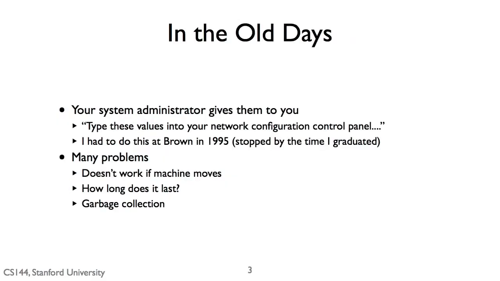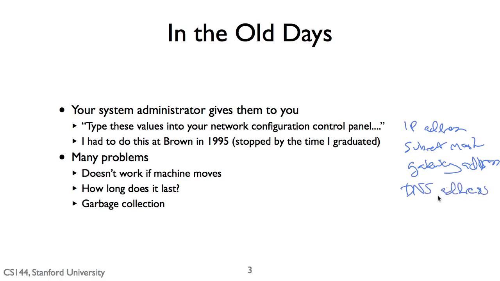So in the old days, like actually in my first year in college, you'd get them from your system administrator. You'd fill out a request for a network tap, and then a couple days later you'd get a slip of paper which had your important values. It had your IP address, your subnet mask, your gateway address, and the DNS server address.